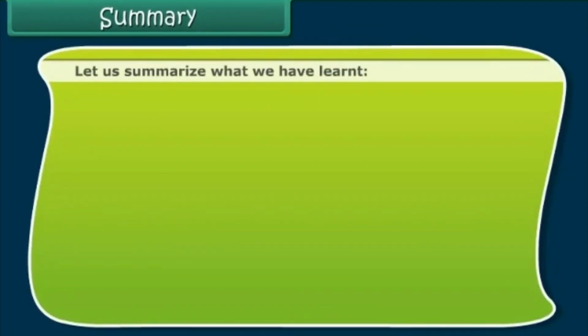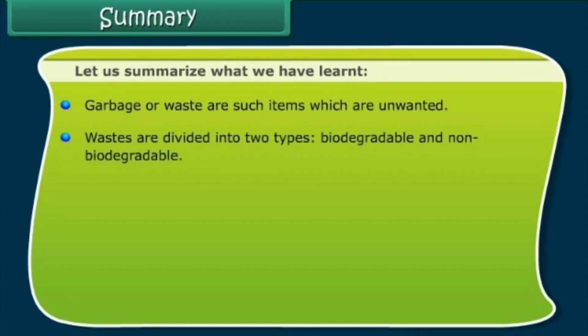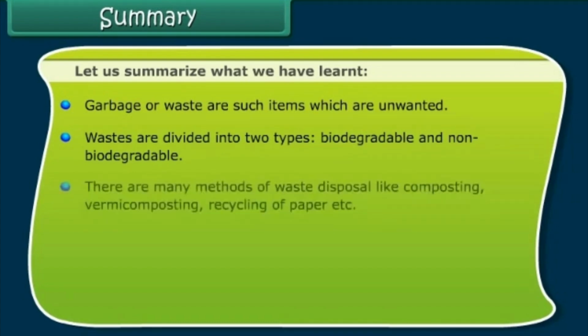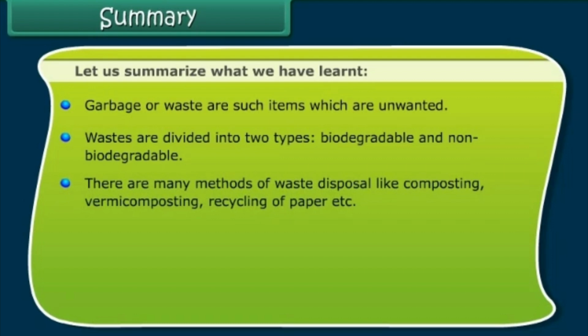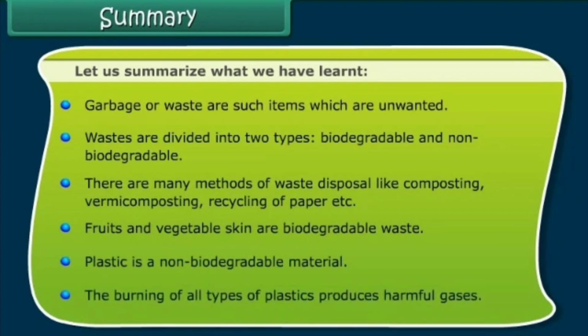Summary. Let us summarize what we have learned. Garbage or waste are such items which are unwanted. Wastes are divided into two types: biodegradable and non-biodegradable. There are many methods of waste disposal, like composting, vermicomposting, recycling of paper, etc. Fruits and vegetable skin are biodegradable waste. Plastic is a non-biodegradable material. The burning of all types of plastics produces harmful gases.